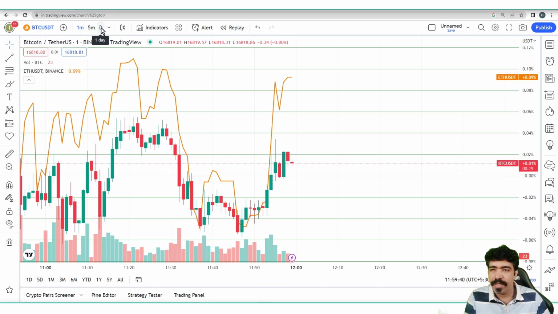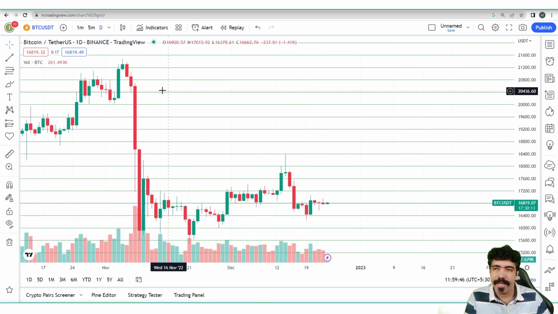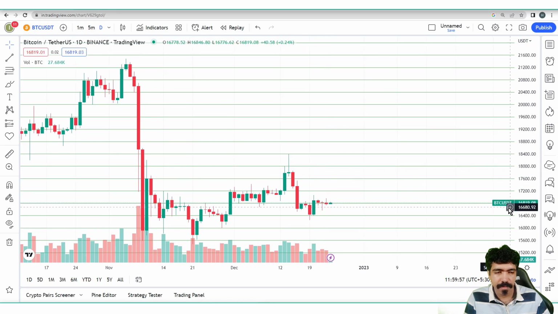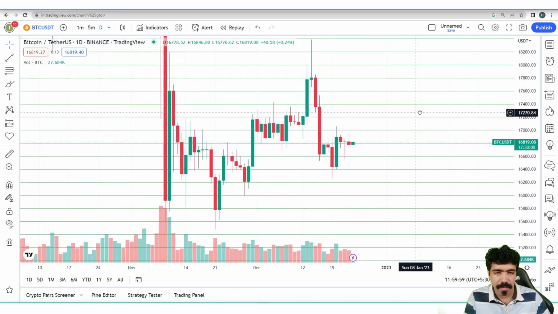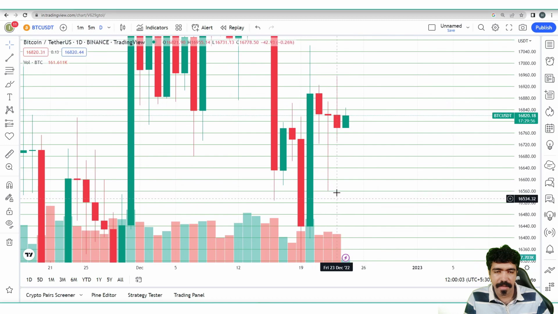Let us say I want to change the time frame from 1 minute to 1 day. Click on 1 day. This is the Bitcoin chart of 1 day, which means each and every candle is generated every 1 day. This is of 24th December, this is of 23rd December, this is of 22nd December, and so on. We can expand this to have a clearer representation of the candle.